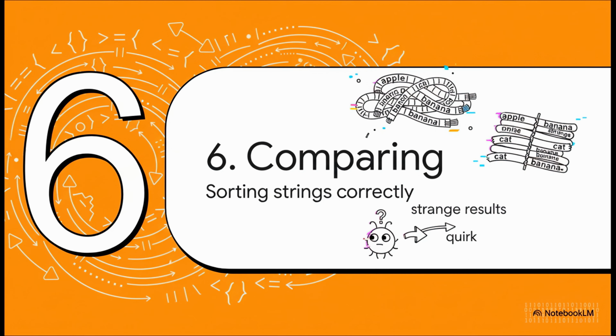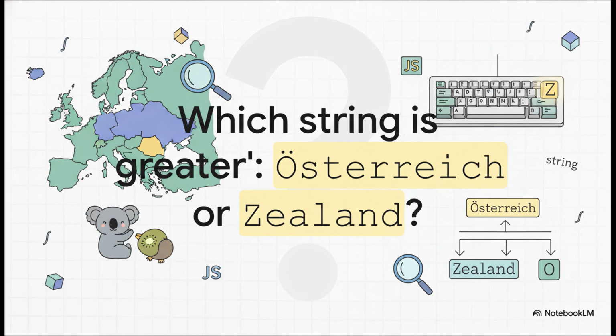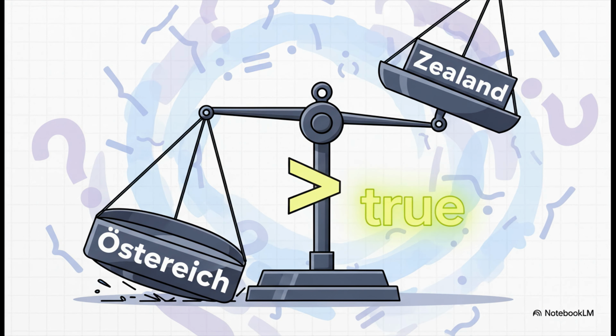Finally, let's talk about comparing and sorting. Now, this seems simple on the surface, but JavaScript has a little quirk here that can lead to some very strange results if you're not careful. Take a look at this. Alphabetically, you'd expect Zealand to come after Österreich, right? It starts with a Z, the other one starts with an Ö. So which one does JavaScript think is greater? And the answer is Österreich. Yeah, JavaScript considers it greater than Zealand.